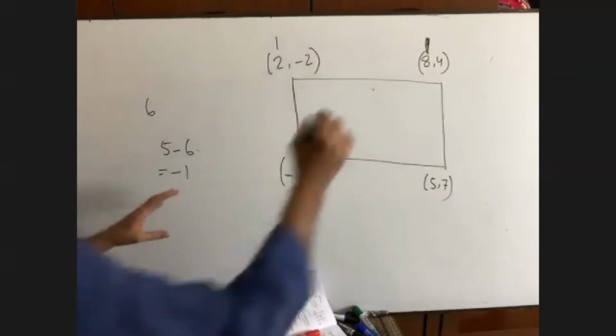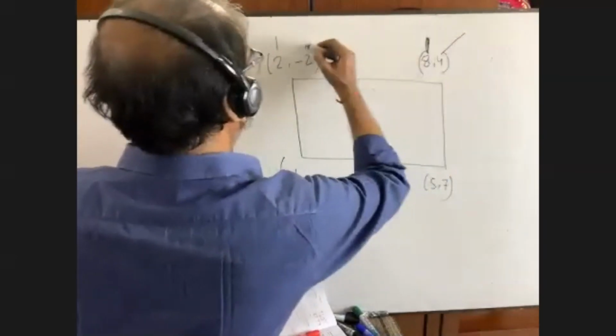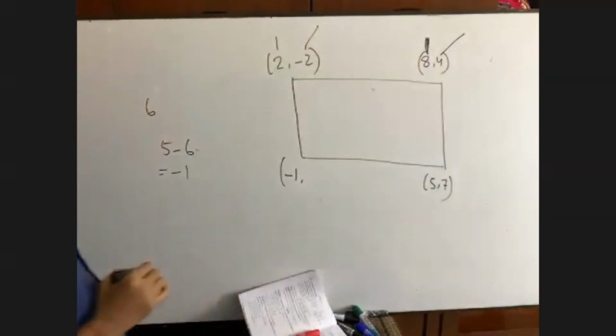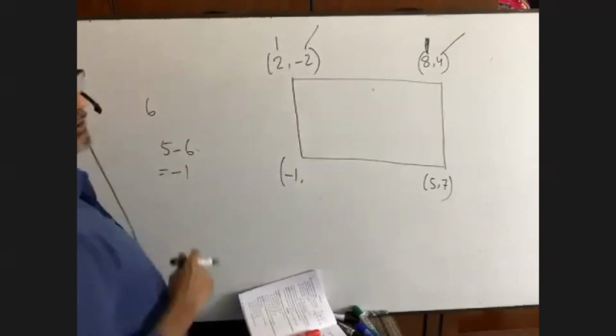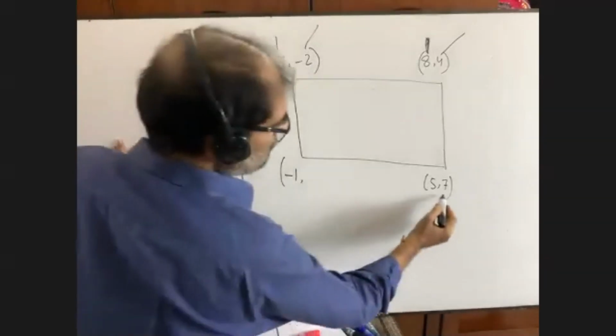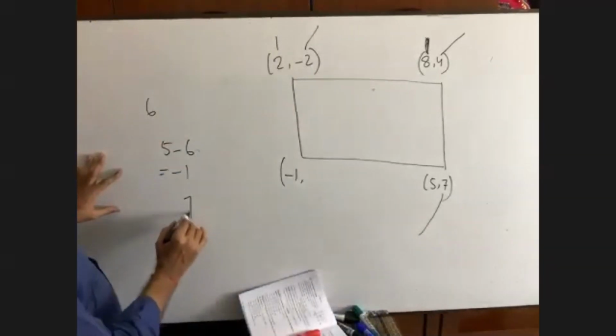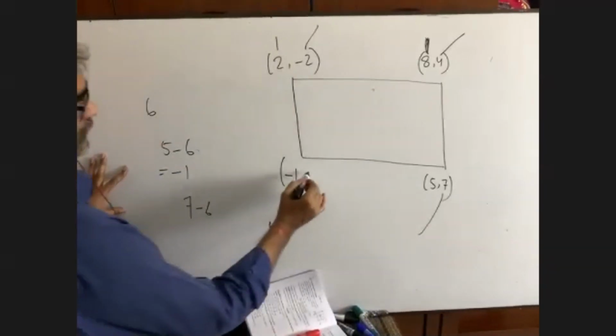Now, what is the difference between 4 and -2? Let me know. 6. Good, that's good. So 4, 6, is it decreased or increased? Decreased. So 7 minus 6 equals to 1. So we have got our answer.